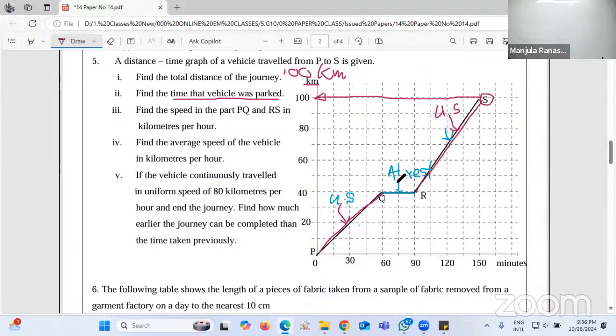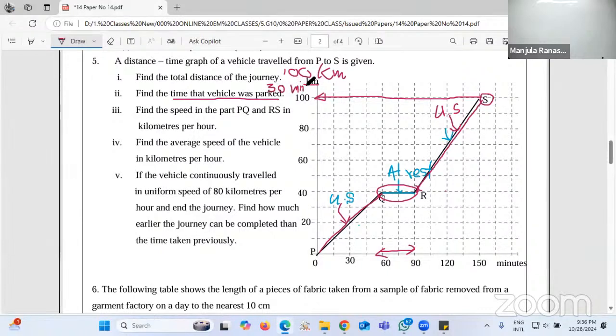Okay, that's the nature. So they are asking to find the time that the vehicle was parked. Parked means at rest. How to identify that rest part? The line parallel to the x-axis. This QR is the rest part. So what is the time gap? 60 to 90 minutes. So what is the time period? 60 to 90 means 30 minutes gap. Understand? If you have any doubts, ask. Here the 30 minutes is the answer.